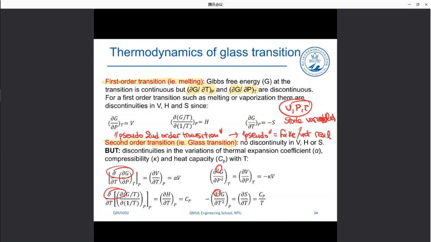But there is a continuity of both the free energy and the first partial derivatives. So there are no discontinuities in the volume, the enthalpy, or the entropy. That is what happens for a first order transition. But in this case, there are discontinuities in thermal expansion coefficient, compressibility, and heat capacity. Okay?